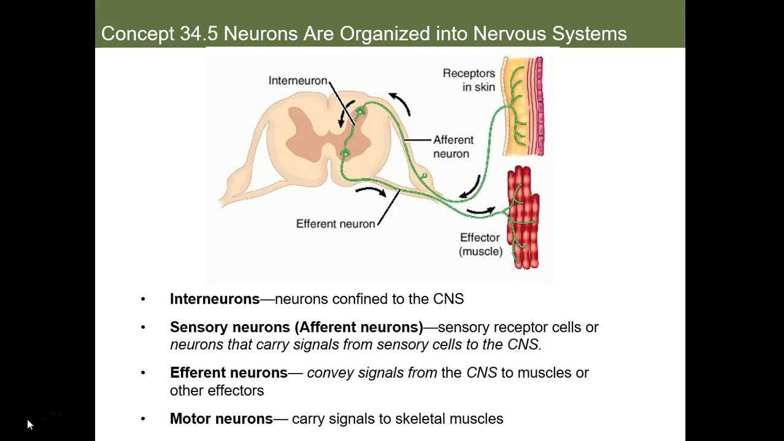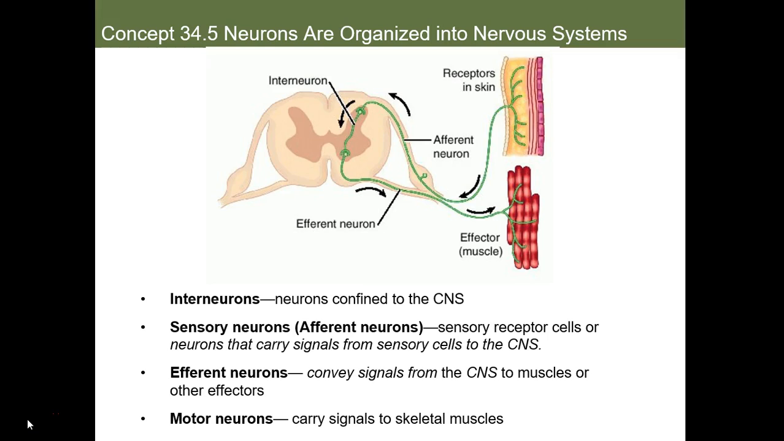There are different types of neurons classified on their location and their function. Interneurons are neurons that are confined to the central nervous system. Sensory neurons are neurons that carry signals from sensory cells to the central nervous system, also called afferent neurons. Efferent neurons carry signals from the central nervous system to muscles and other effectors.